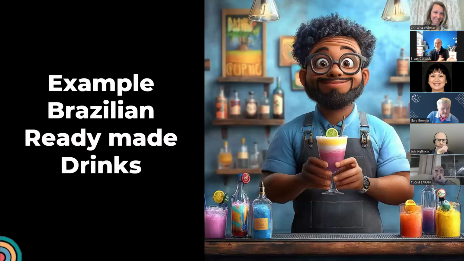So I'm going to give you an example, sticking with my Brazilian example. I had done just recently a sprint in Brazil about generating ready-made drinks in the Brazilian market. These drinks fail consistently. The Brazilians don't like ready-made drinks, but the client says, look, we want to try it again. We're going to go and do it again.